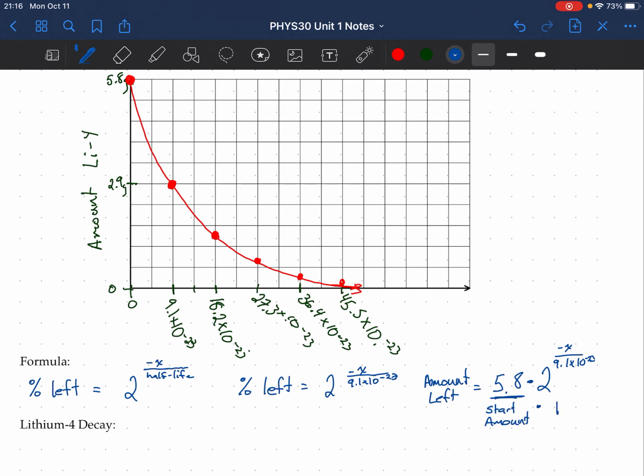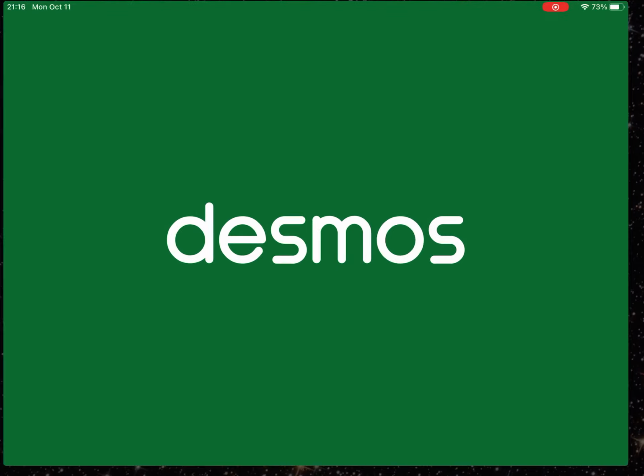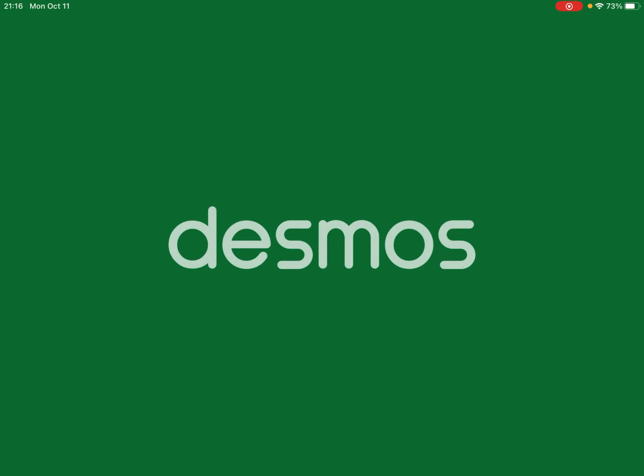Times our percent left. Now I can go and graph this on Desmos, and we can see what it looks like. Now, this is going to get pretty narrow, but it should work. We just need to be able to scale things quickly. So I'm going to go to Desmos. I'm going to see if I can remember the whole thing.